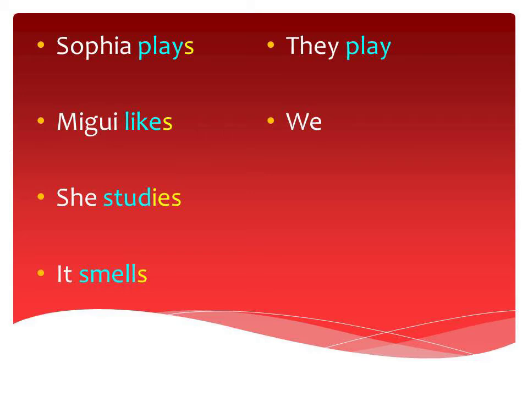Next subject is we. We refers to many people. So what should be the verb? Like or likes? That's right. We is plural, so the verb has no S.